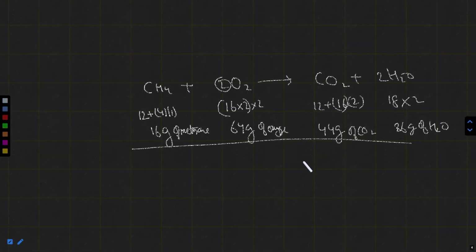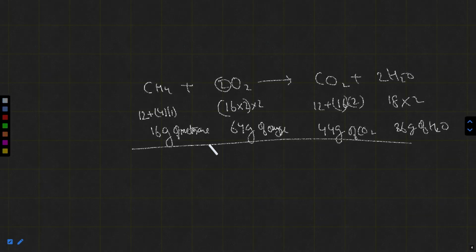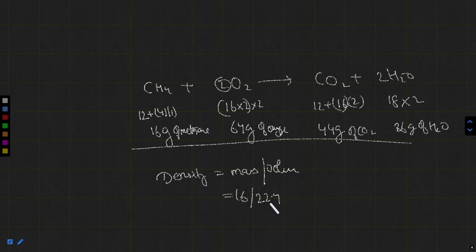So we have got 4 pieces of information: first in terms of molecules, also in terms of moles, and also in terms of volume and mass. If you have to calculate the density, you can calculate the density also. How? We know that density is equal to mass per unit volume. We got the mass, and what was the volume of this mass? It was 22.4. So we can talk about the density also.